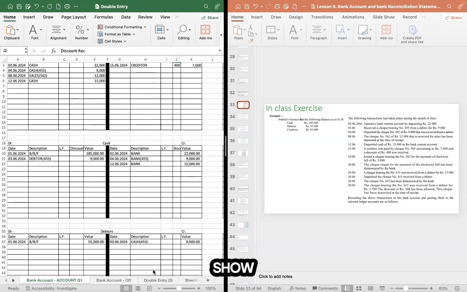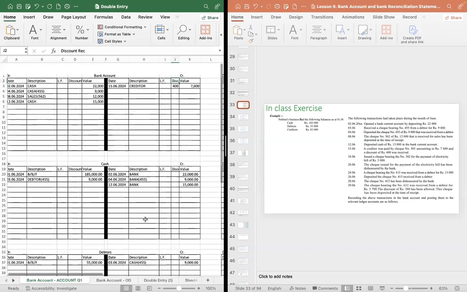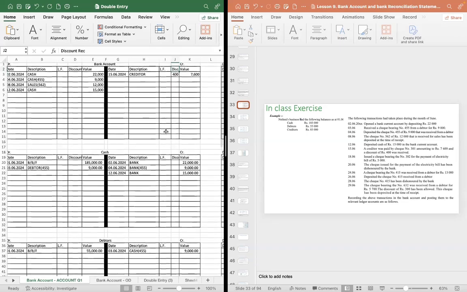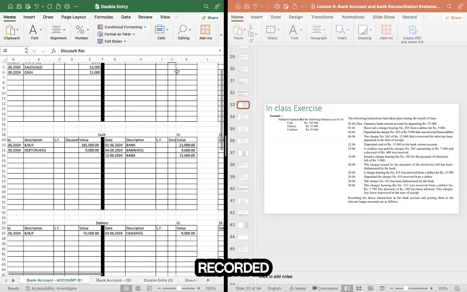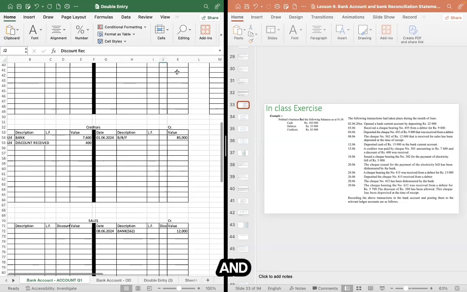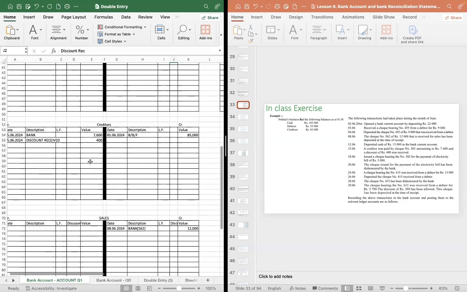Sir, can you show the creditors column and the discount received column once again? Now here, this is the memorandum column, 400 recorded. And then discounts received, creditors 400 here. Okay. And with that discount received, my creditors balance is going down by 400.